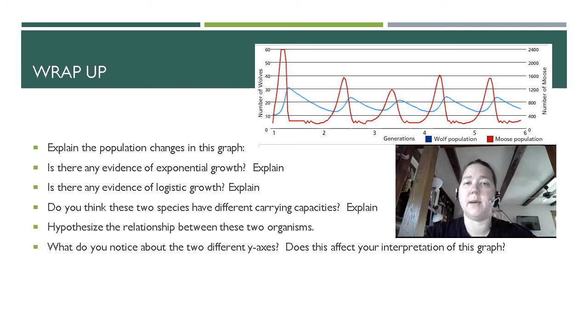So we were talking about types of species relationships in a couple lectures ago. So what is the relationship between these two organisms? And take a look at the different y-axes. So the one for the wolves and the one for the moose. All right. See what's the difference there, and does that impact your interpretation of this graph?